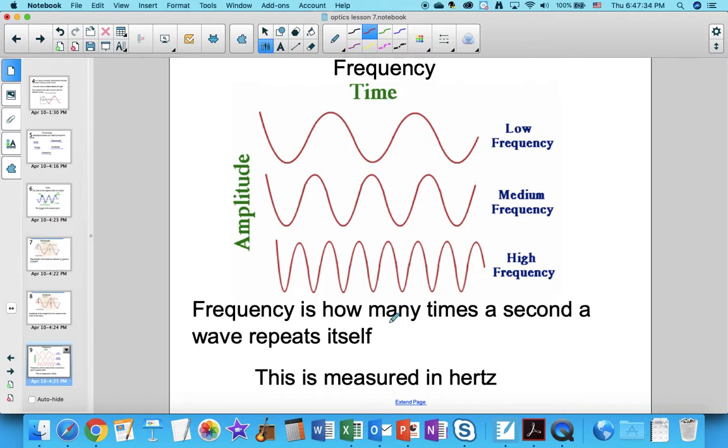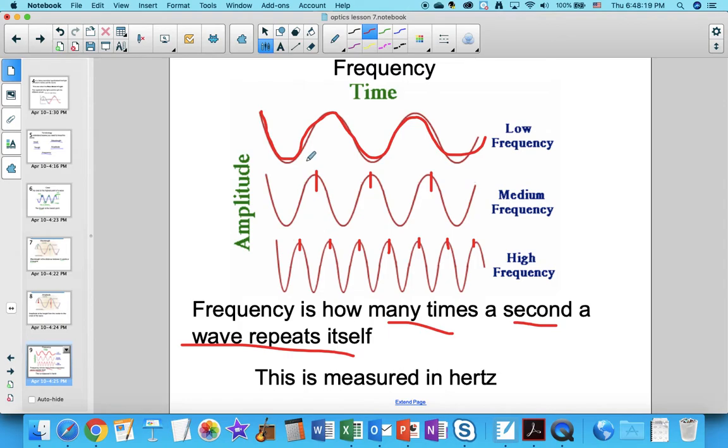Frequency is how many times a second a wave repeats itself. So when we talk about frequency, let's say it took the wave 1 second to travel this distance, or the particle or wave to travel this distance. Okay, well, for this wave to travel this distance in 1 second, it only made 2 crests, right? So it only repeated itself 2 times here. Here it repeated itself 1, 2, 3 times. Here it repeated itself 1, 2, 3, 4, 5, 6, 7 times.